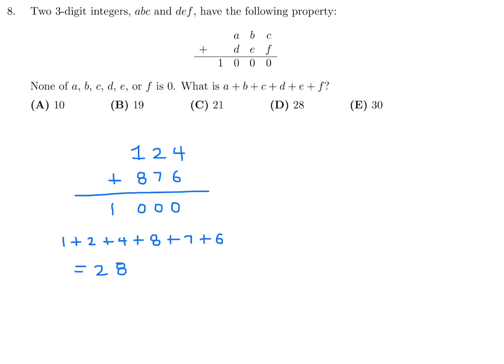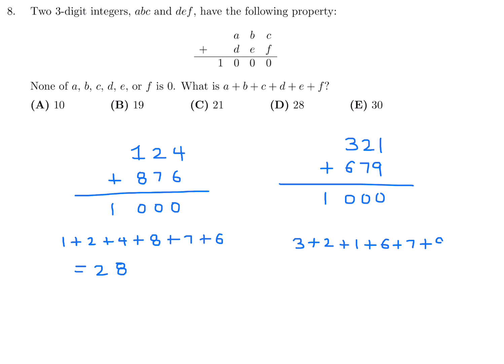All right, well, let me do one more and see if this is going to be the same. 3, 2, 1, and like I said, any 3-digit numbers that you can choose that add up to 1,000. And then now let's figure out the sum of the digits of those two guys. 3 plus 2 plus 1 plus 6 plus 7 plus 9, and that is equal to 28. So there you go. It's always going to be 28. So number 8, the answer is D.